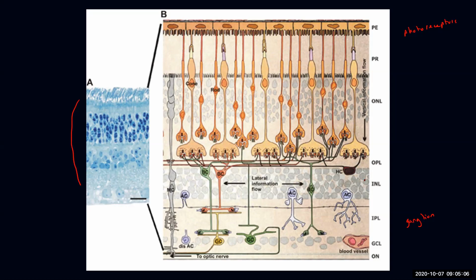Next, we have the so-called internuclear layer. This is where the bipolar cells live. And then we have the ganglion cell layer. Okay, so basically, remember, we're going to go from photoreceptor to bipolar to ganglion to brain. Okay, that's the flow of information.